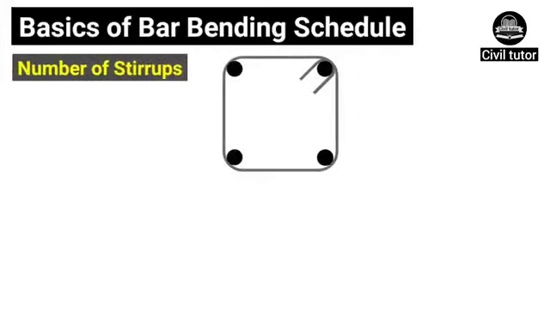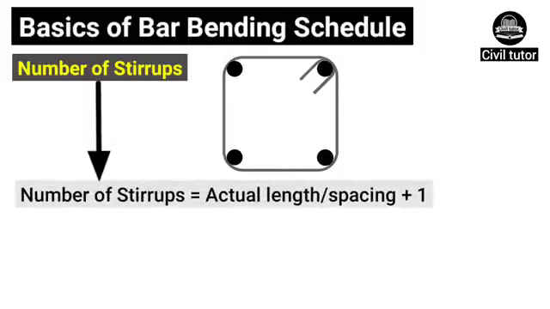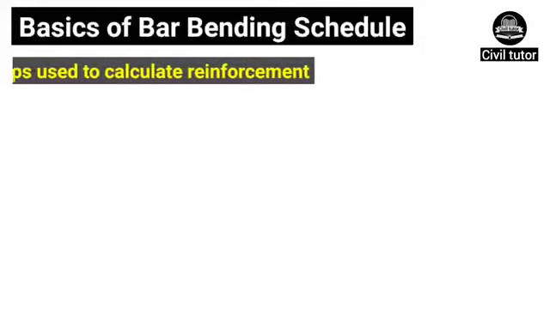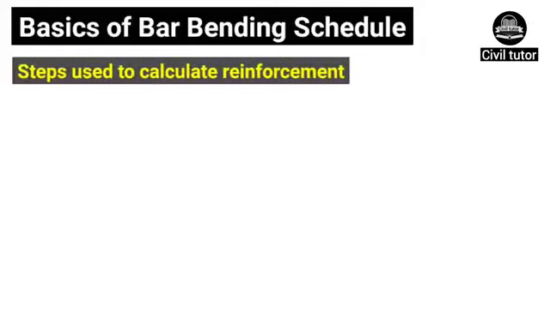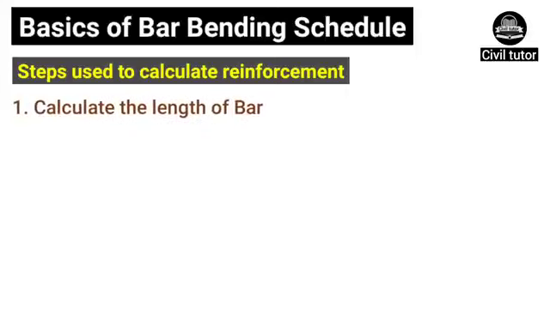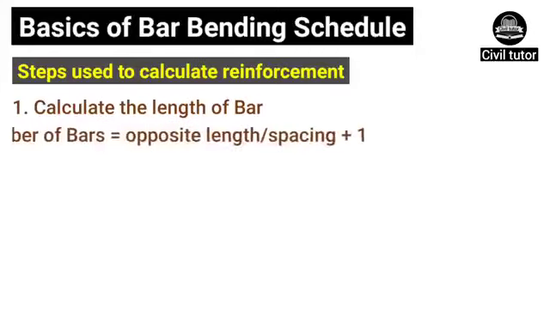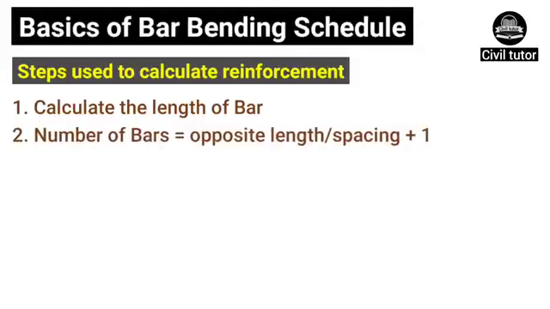The next topic is about number of stirrups. Number of stirrups is calculated by using the formula actual length of column or beam upon spacing plus 1. The last topic is about the steps used in reinforcement calculation. The first step is to calculate the length of bar. The second step is to calculate the number of bars, which is equal to opposite length upon spacing plus 1.